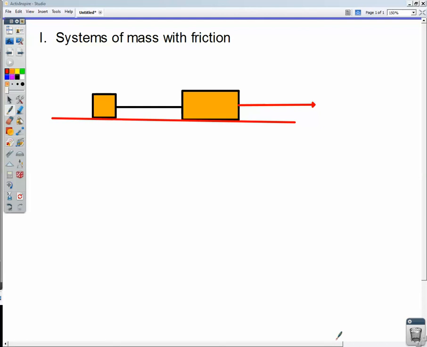Greetings! This lecture is about friction and systems of mass. So we're going to use the same tricks that we used before with systems of mass. We're just going to have to add in some more forces acting on the system, and those forces are going to be friction.